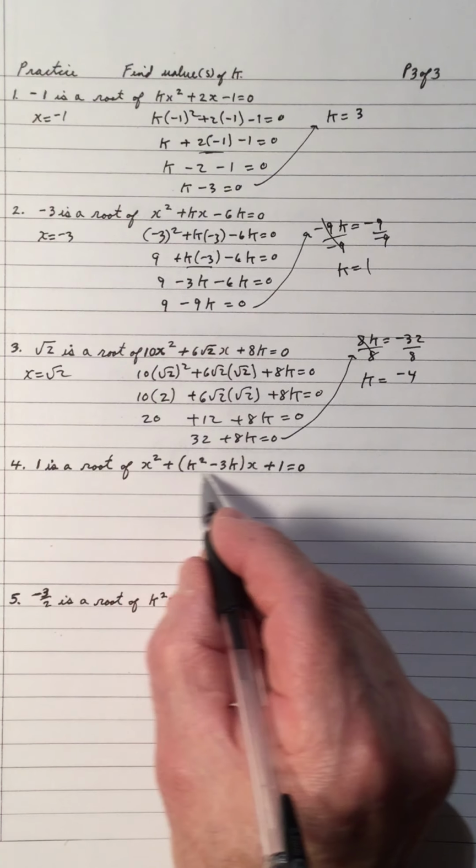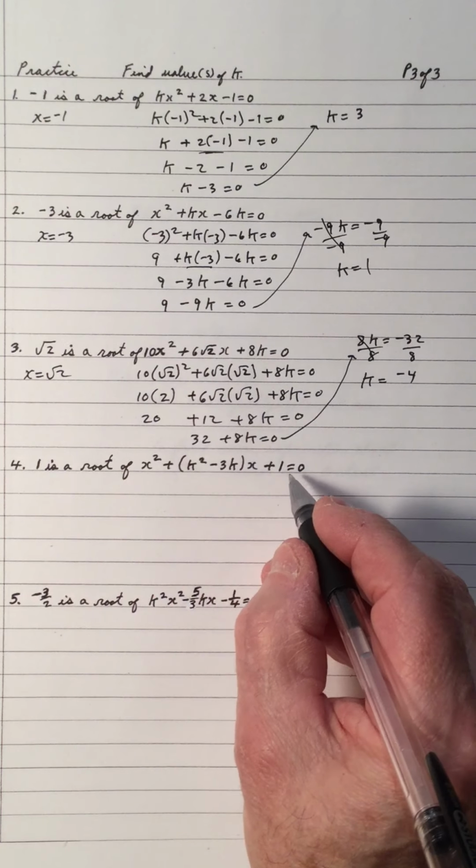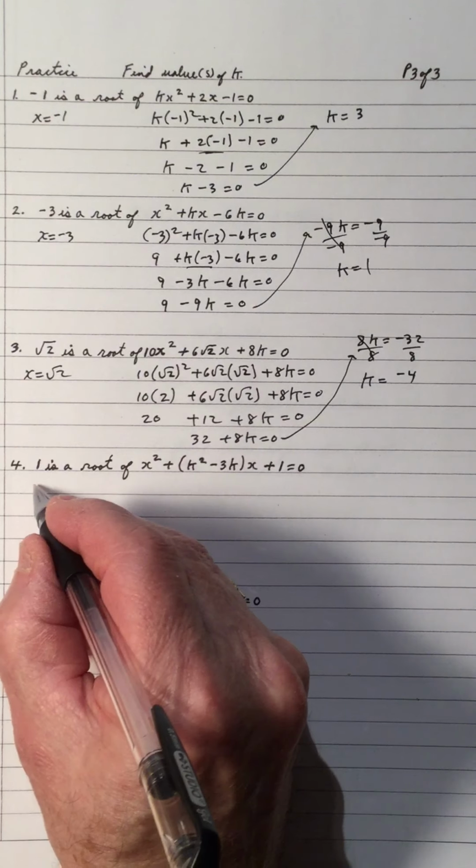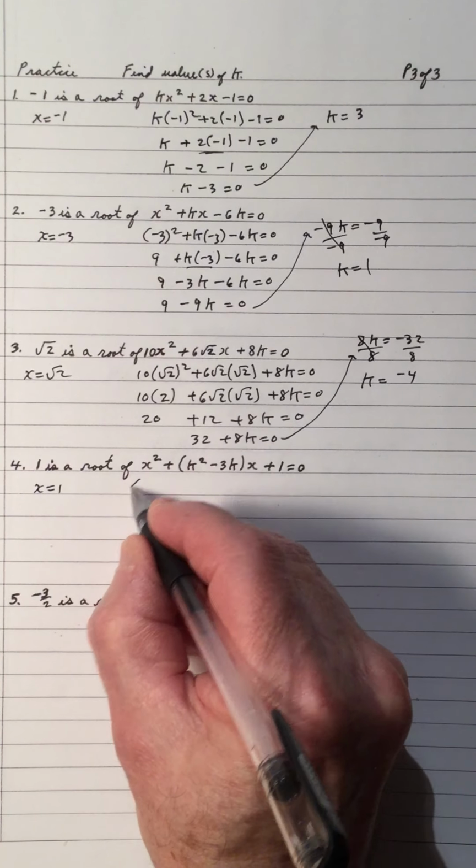Number 4, 1 is a root of this equation, so 1 makes the equation true, so x equals 1, sub 1 in.